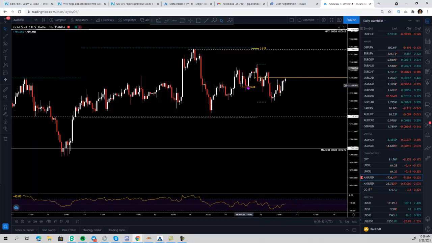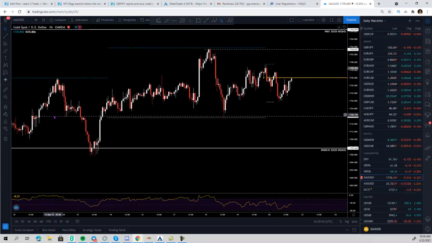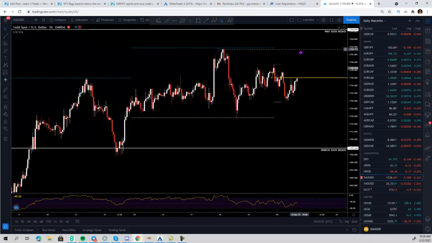Now, let me just delete all this Fibonacci retracement and extension levels because it's important to understand just levels, right? Right now we are capped to the downside by the previous weekly low and to the upside by the previous weekly high, right? And if you see here, there are two big levels on my chart: the May 2020 highs and the March 2020 highs.